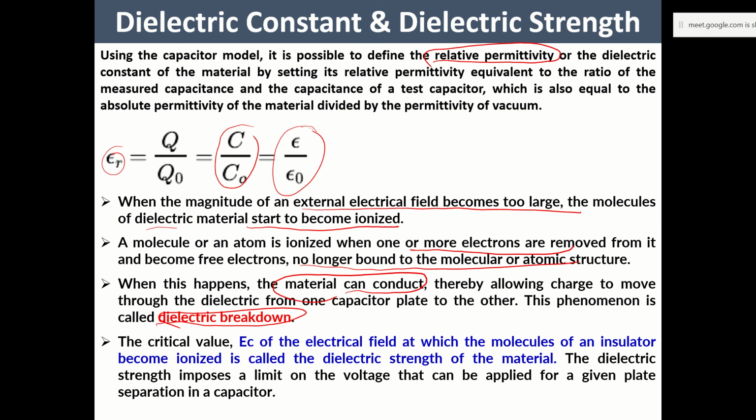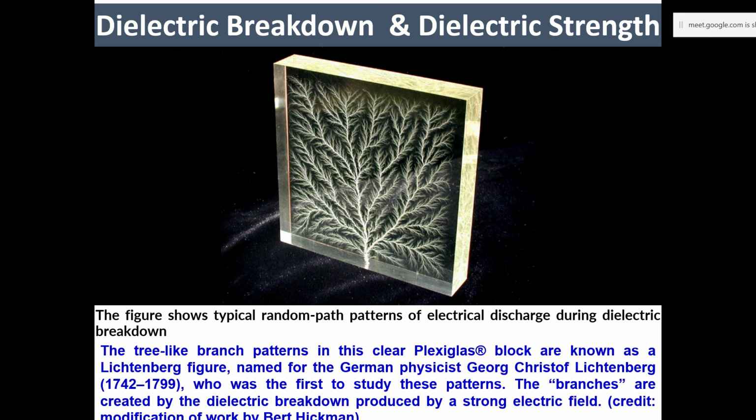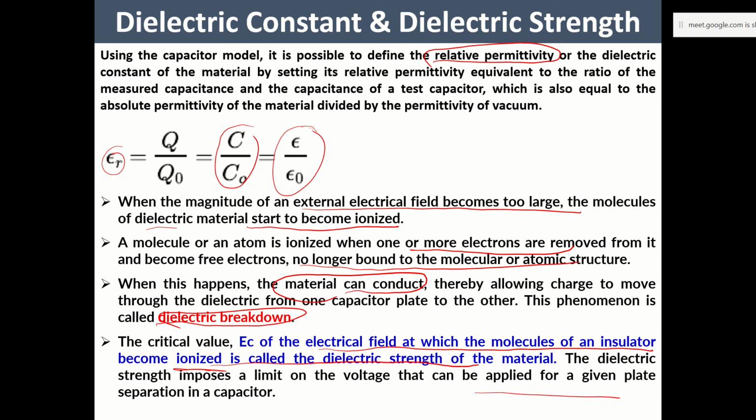So the electric field at which the molecules of an insulator become ionized, that is, the electron is now free to be removed from the molecular orbitals or atomic orbitals. Now they are free to move about. So that is a situation that we say it has reached the limit of the dielectric. So you can only work within that range of electric field with a capacitor.